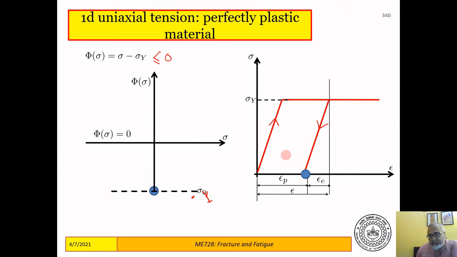Also, the total strain that I have applied uniaxially is this. This is the total uniaxial strain, which we call epsilon. And this is the elastic part of the strain, which we call epsilon E. And the rest is the plastic part of the strain, which remains in the material even after it is unloaded back to zero stress. So this is the permanent strain that remains inside the material.